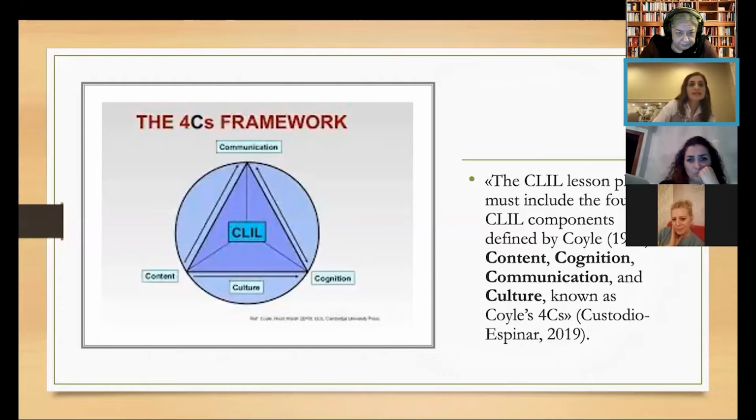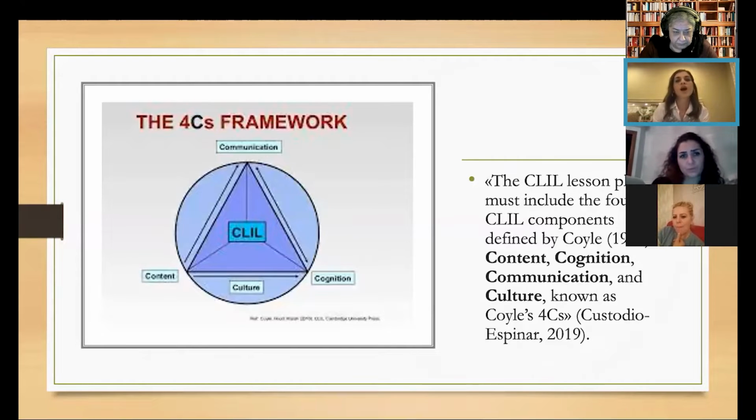Okay, this is a figure, referred to as the 4 C's framework of CLIL. In a description of a CLIL lesson plan, we should not skip the 4 C's framework of CLIL. The elements of this framework are content, cognition, communication, and culture. Let me first briefly explain what they all mean.